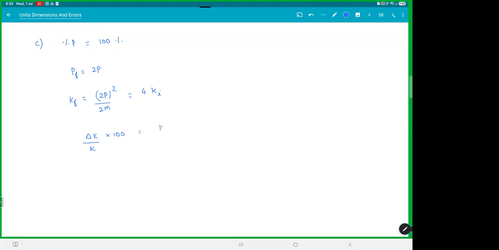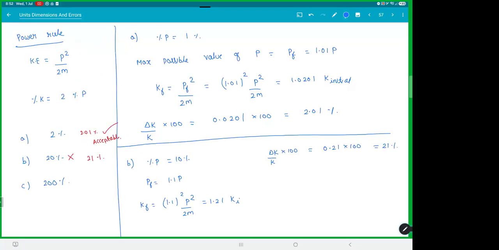So change in kinetic energy is what? K final minus K initial by K initial, into 100. That comes out to be 300%. But here, if you use the power rule, I get 200%, which is wrong. Are you clear with this?